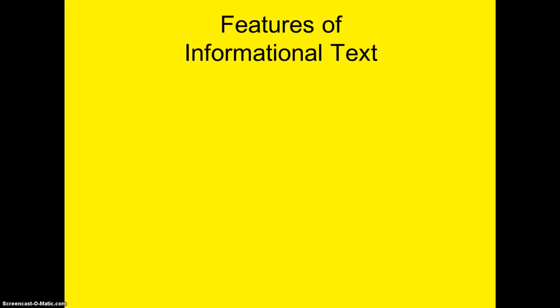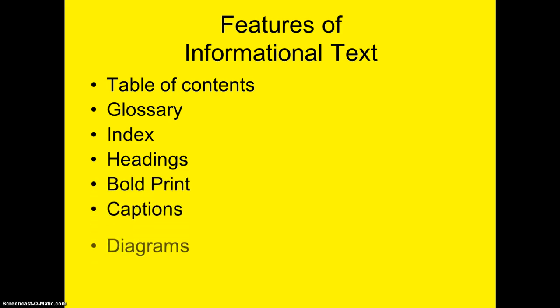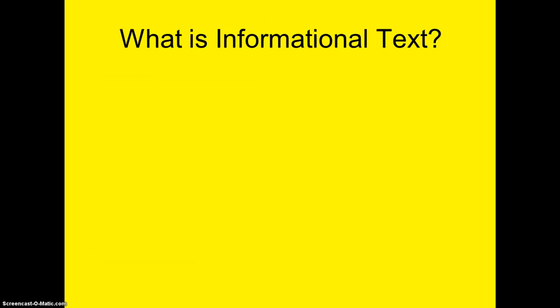The features to be discussed are table of contents, glossary, the index, headings, bold print, captions, diagrams, and labels. Let's start with a discussion of what informational text is. Informational text is material that is printed to share information or facts with others. Informational texts are also called nonfiction texts.